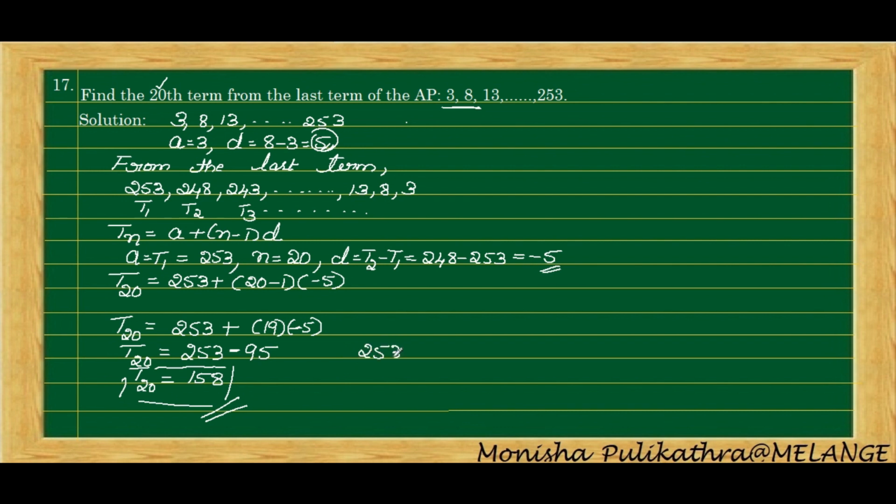If you want, I will subtract it here. 253 minus 95. Here 13 minus 5 is 8. 4 you can't subtract, so again you need to take the carry. 14 minus 9 is 5, and 1 here. So that is 158. This is the method you have to use when they ask you to find an AP from the last term. You need to write the nth term, the last term, as the first term. Then you have to do the usual method.